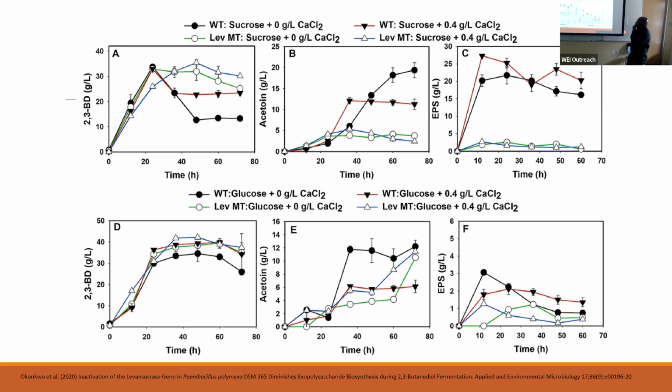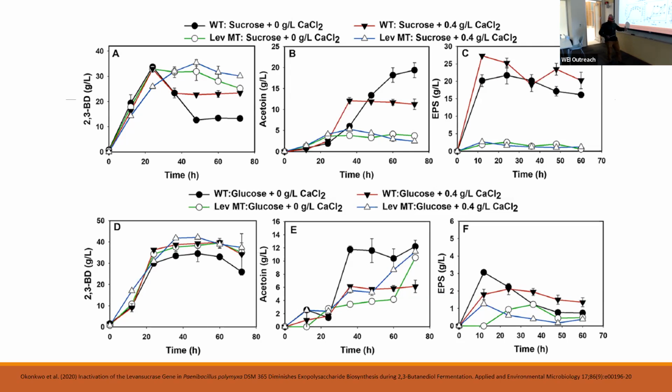Does that help to make butanediol? We looked at it again using sucrose and also using glucose as substrates. If you look at glucose up there, 2,3-butanediol. I think I'm blocking myself there, if I can move that. Oh, it doesn't move. There's the X on the right-hand side. There. All right, cool. So if you look at that 2,3-butanediol production, the one at the top is your wild type. The open ones represent your engineered strain. And you can see that it's producing slightly more 2,3-butanediol over time.